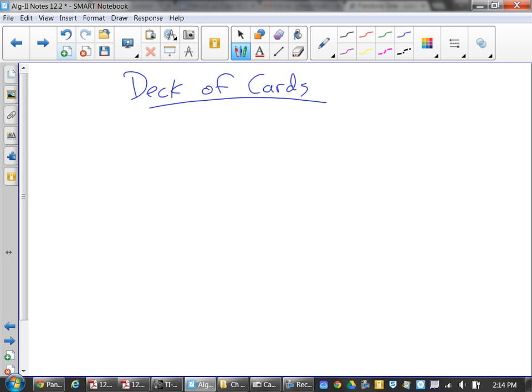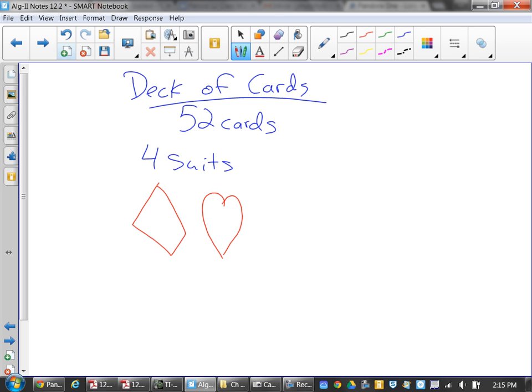So in a deck of cards, just generic knowledge in case you have forgotten these things, you have 52 cards. There are 4 suits. We have diamonds, hearts, a spade, and a club.